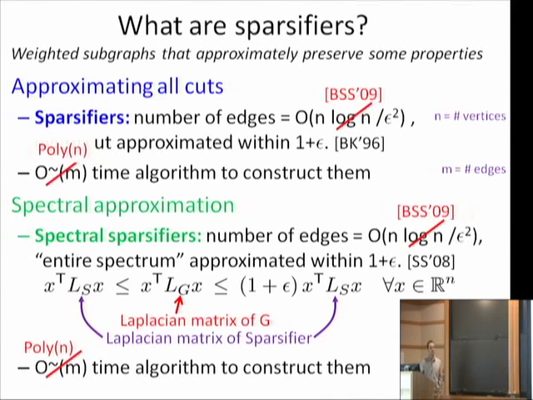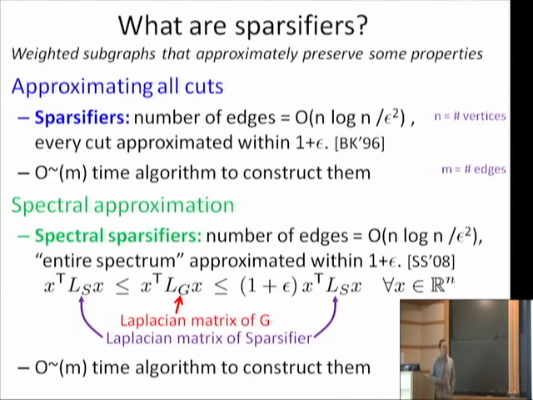Are these for graphs or weighted graphs? Weighted graphs. We can think of the input graph as being either weighted or unweighted. It doesn't matter. But then the output graph, because it's reducing the number of edges so drastically, needs to increase the weights of the edges to compensate for that. OK.